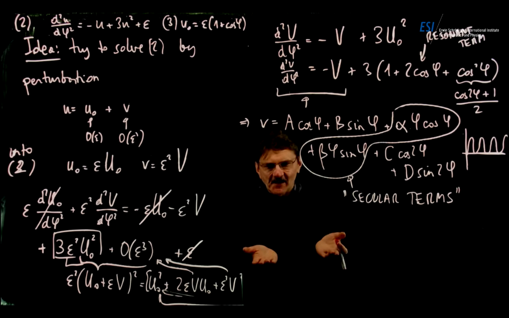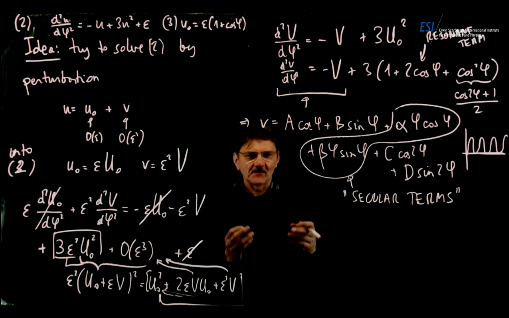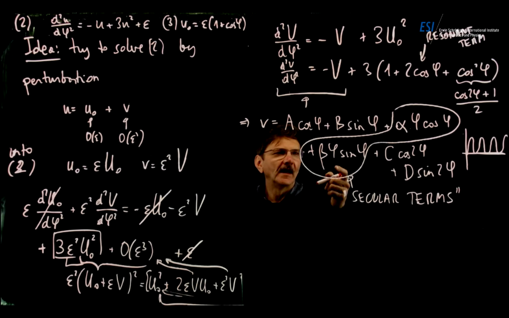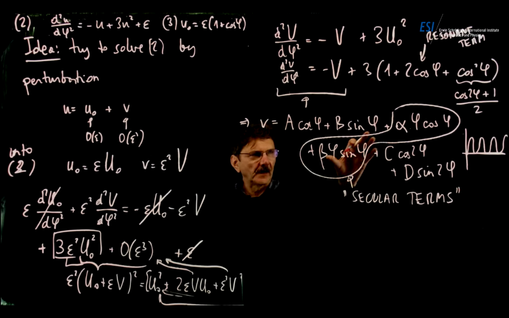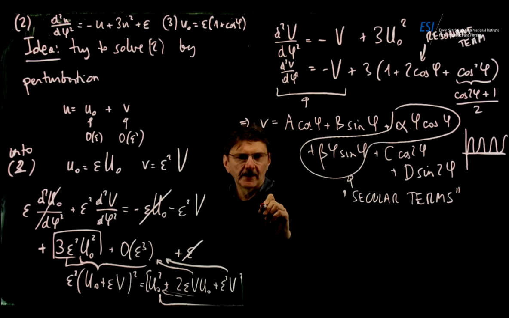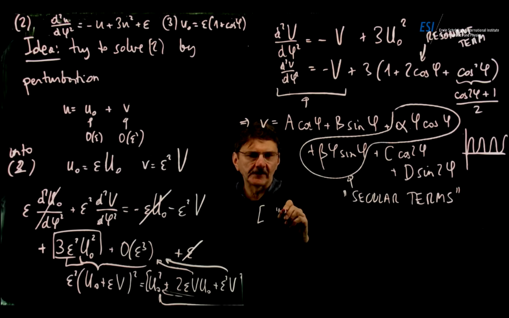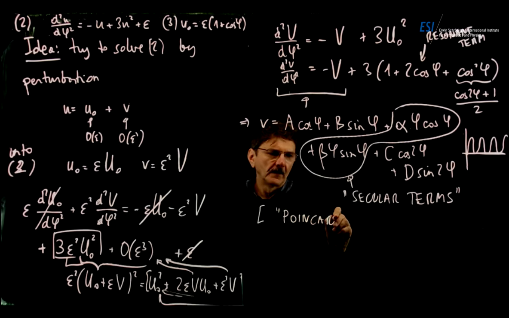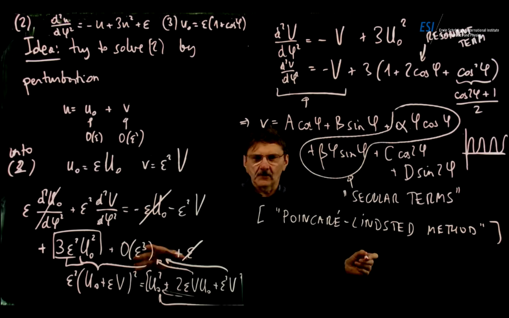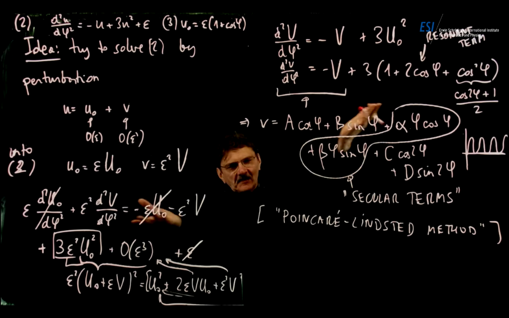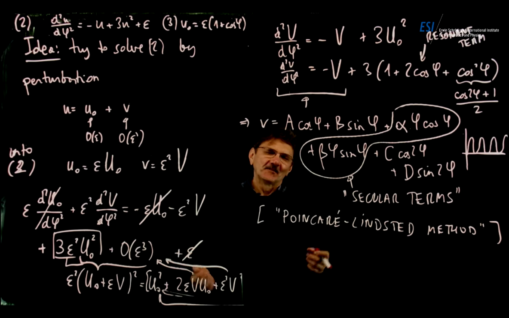I will waste time now doing it, but you will hopefully learn something new by showing you that these secular terms are a bit of nonsense, and there is a better way of doing this where there are no such things. So as a spoiler, we're going to do the Poincaré-Lindstedt method shortly, rather than doing this calculation here. In other words, I've wasted your time doing a calculation which we're not going to use, but we have plenty of time in life anyway.